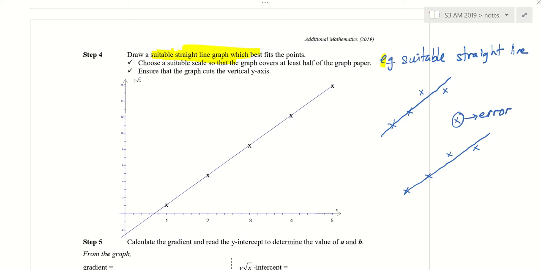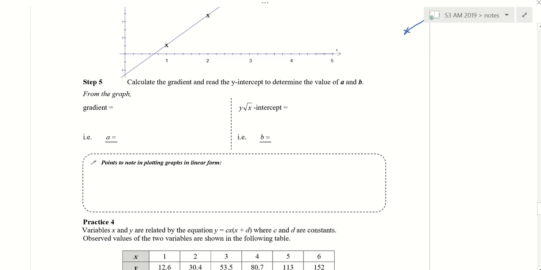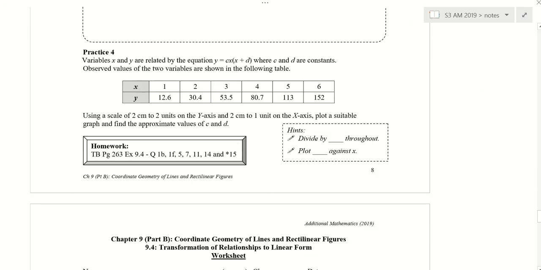Now, tomorrow, can you bring your graph paper? Don't keep your things first. Look at the question here. I need you to do practice 4. Alright, so tomorrow when you come to class, you must be prepared. You must be ready. So 1st of August, you must have your graph paper.